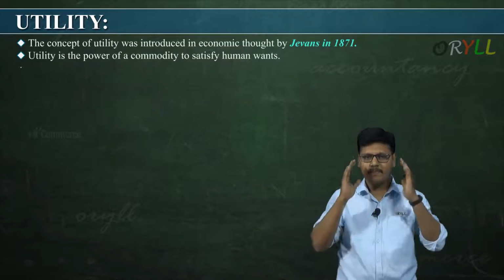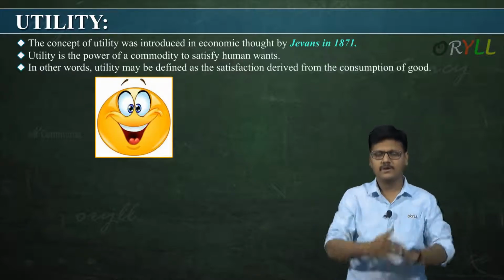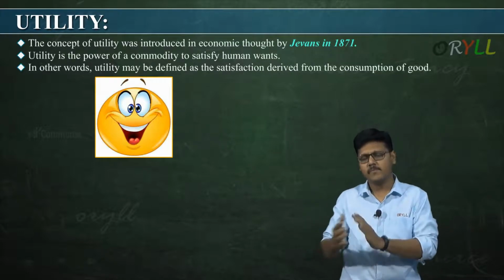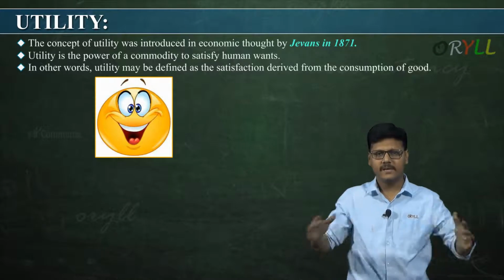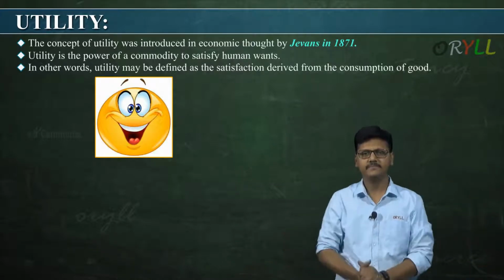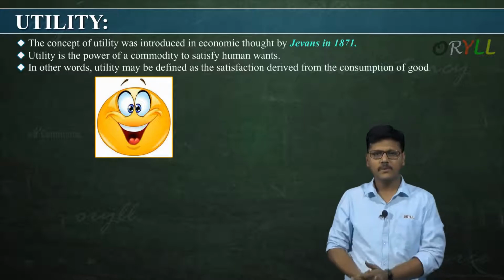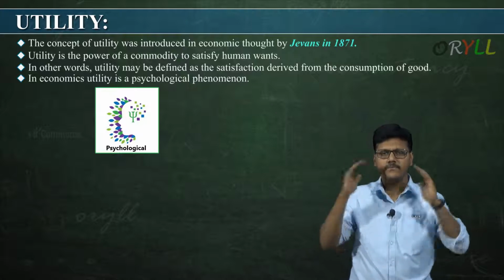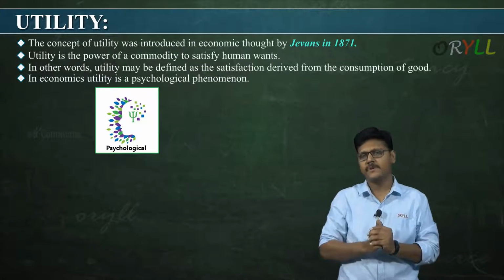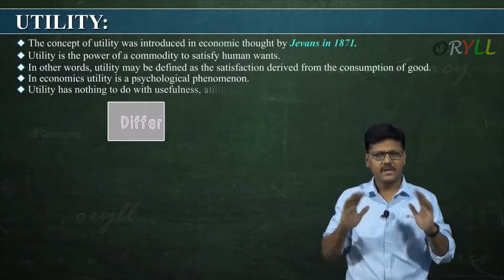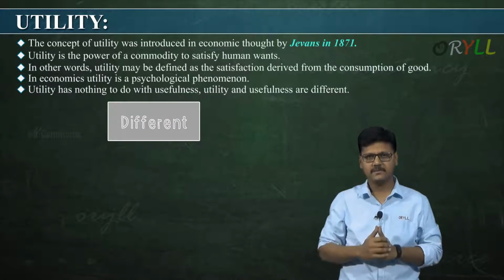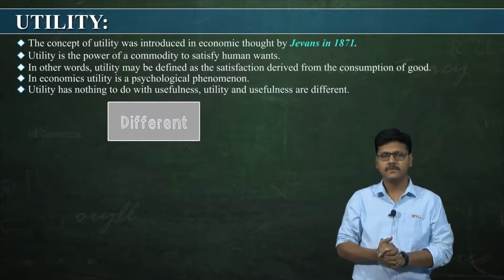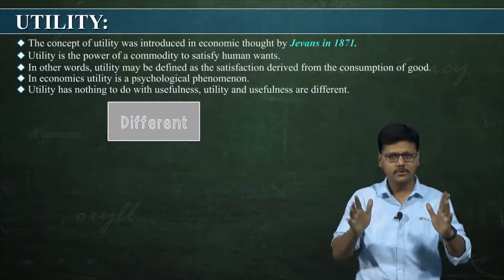So it means that a commodity which satisfies human wants is said to have utility. Otherwise, if a commodity does not satisfy human want, it has no utility. So, in economics, utility is a psychological phenomenon, and utility has nothing to do with usefulness. It means utility and usefulness are different. Utility has nothing to do with usefulness.